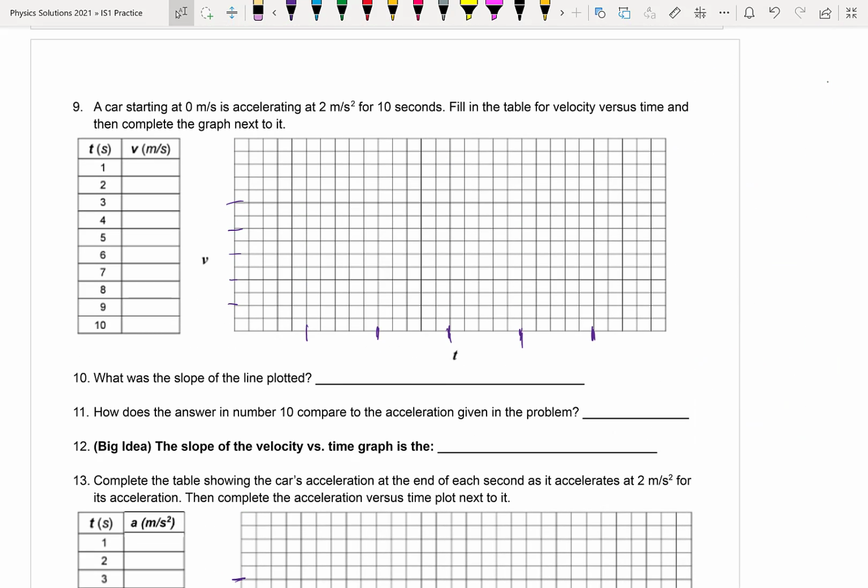Alright, now on to this one. It says car starting from rest, so it starts at 0 meters per second. Accelerating at 2 meters per second squared for 10 seconds. Fill in the velocity versus time.